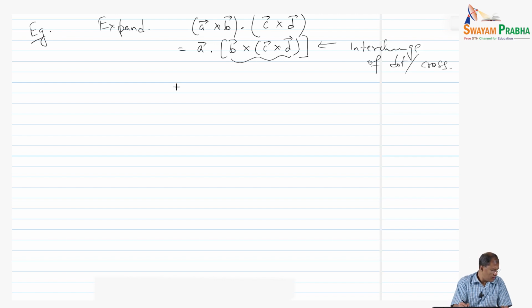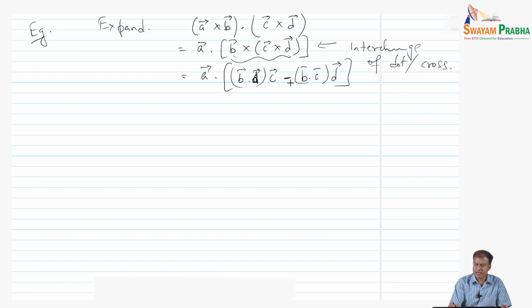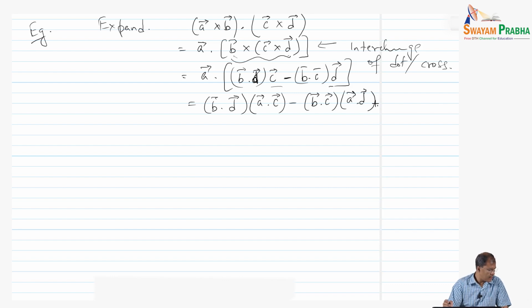set of cross products. This cross product is going to be A dot with, now this quantity inside the bracket will be B dot D times C minus B dot C times D. So this quantity is in the direction of C and D. And then we can quickly take the dot product with A outside, and we can see that this is B dot D times A dot C minus B dot C times A dot D. And that is what we have.